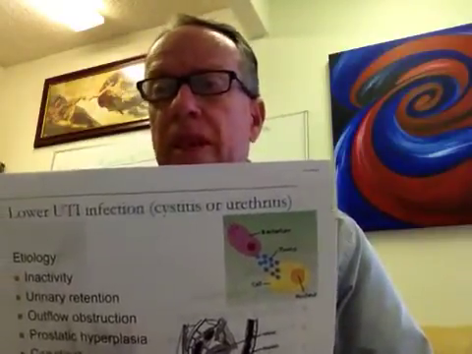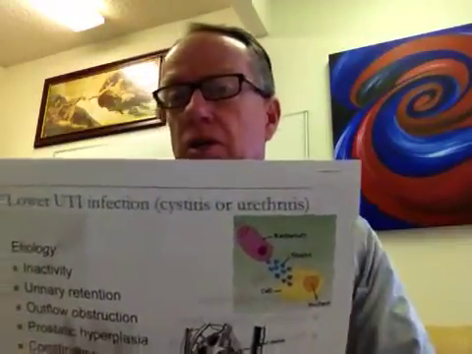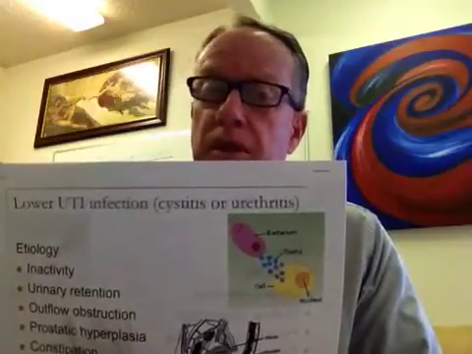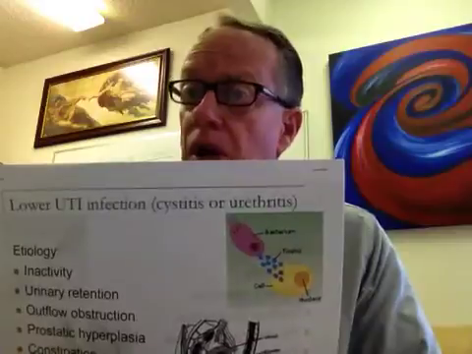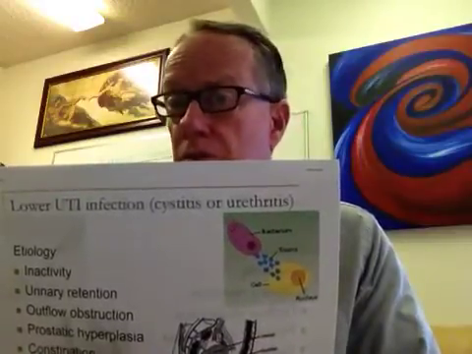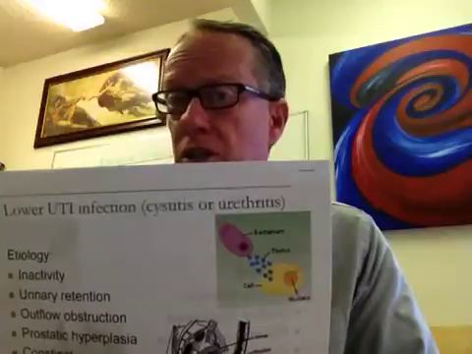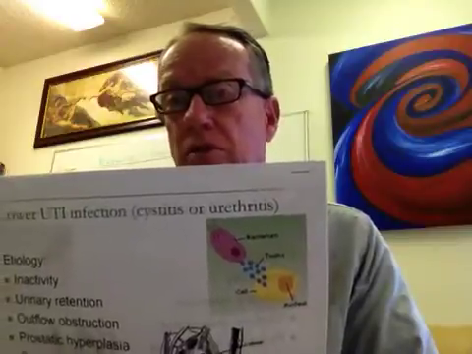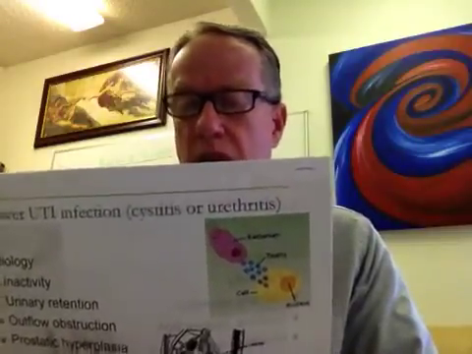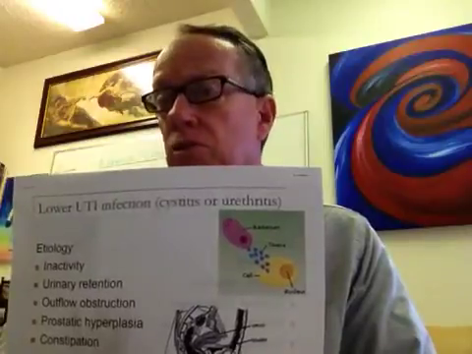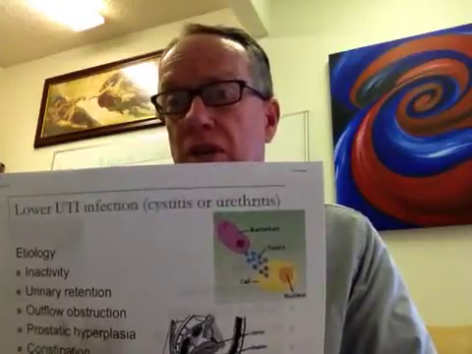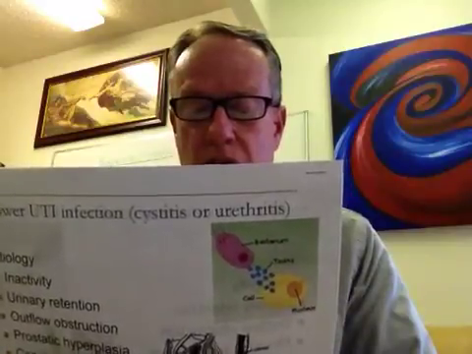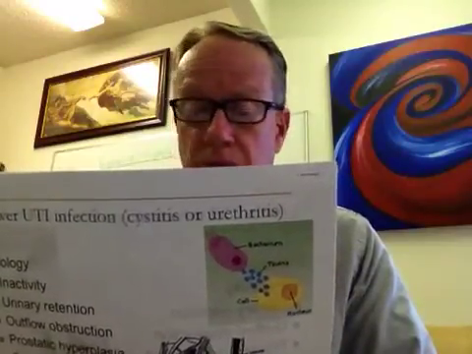Obstructions to the normal urine flow from the bladder through the urethra as a result of prostate or other obstruction, maybe neoplastic changes where the urethra is stenosed. Prostatic hyperplasia, where the prostate becomes enlarged and the urethra actually passes through the prostate, and if the prostate is enlarged, it may serve as a stenosing influence. Certainly constipation, bacterial infection, and pregnancy.